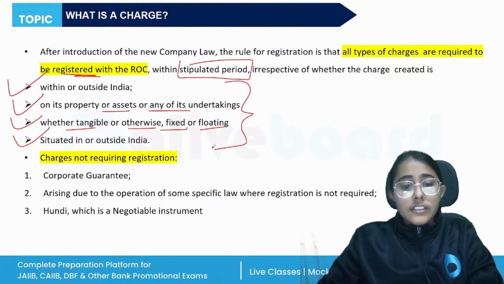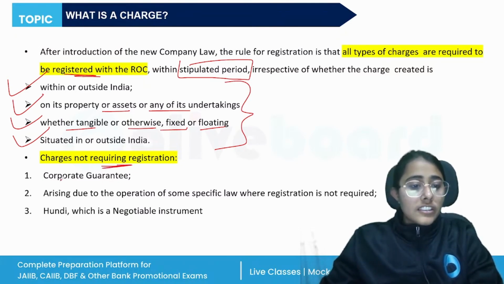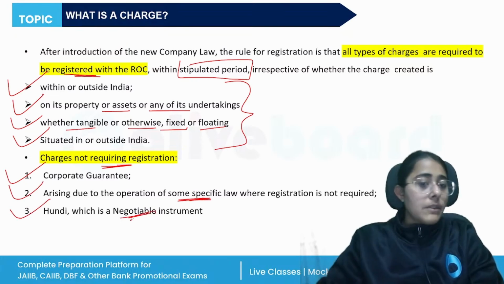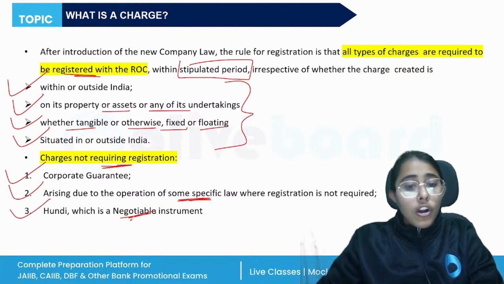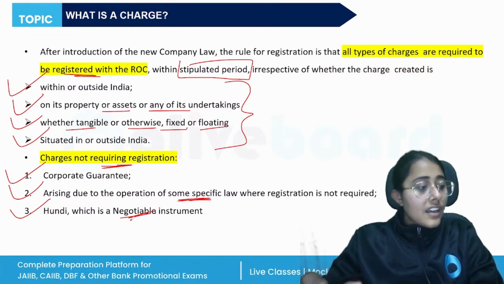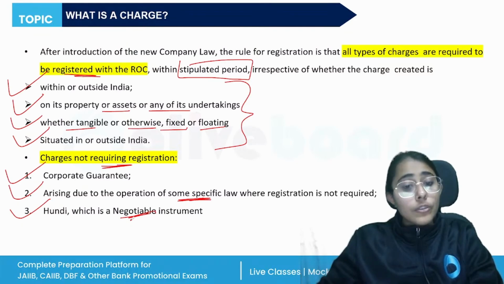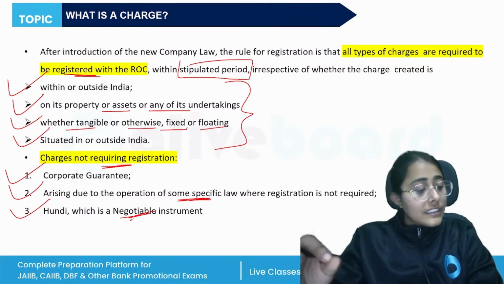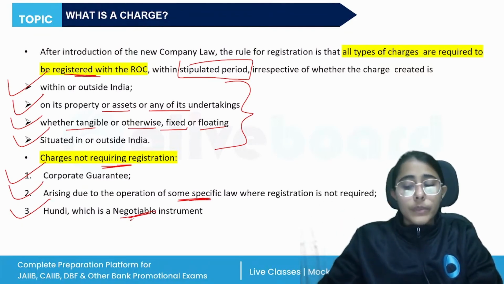So for all the charges, however, there are three exceptions. The charges not requiring registration are a corporate guarantee, any charge arising due to the operation of some specific law, or a hundi, which is a negotiable instrument. Other than that, all the charges will have to be registered. This is given under the Companies Act 2013. All right. So if a question is asked, which of the following is not required to be registered, it is only these three. Other than that, all types of charges have to be registered.